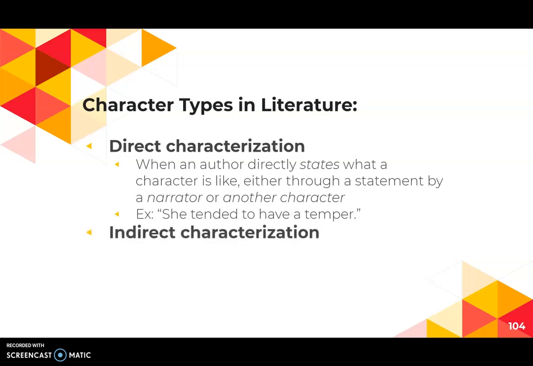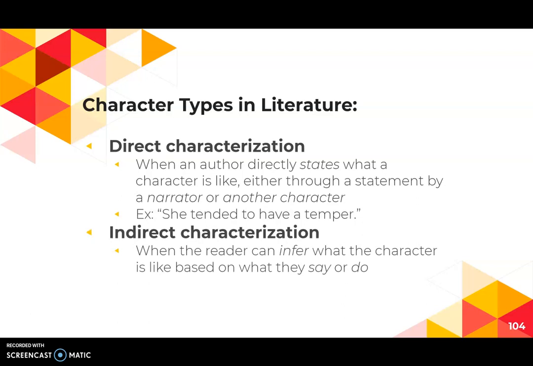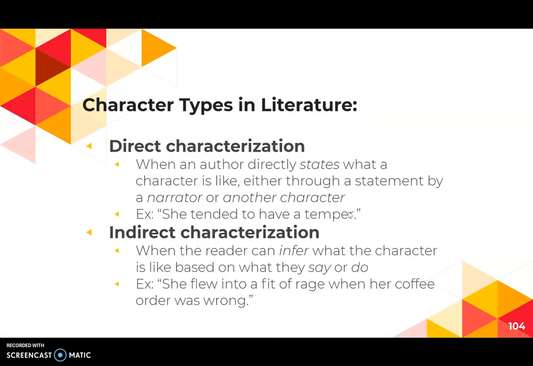There is also indirect characterization. As you can probably guess, this is where you need to infer what the character is like based on what they say or do. So there may not be as direct of a statement as there is here, but you can usually get to the same conclusion. An example of indirect characterization would be maybe you have that same character and the narrator instead says she flew into a fit of rage when her coffee order was wrong. We can get to the same conclusion as we do with this first line. We just need to do a little bit more thinking.